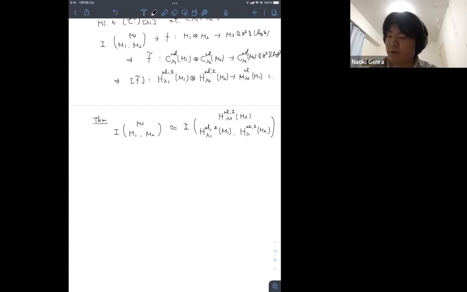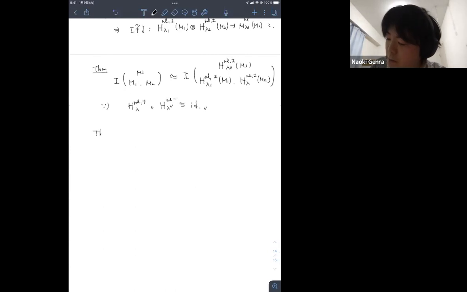So the proof is easy because we can take the isomorphism to identity. So we can take cohomology, and we can prove it gives identity on the intertwining operator. Okay, easy to prove this statement.